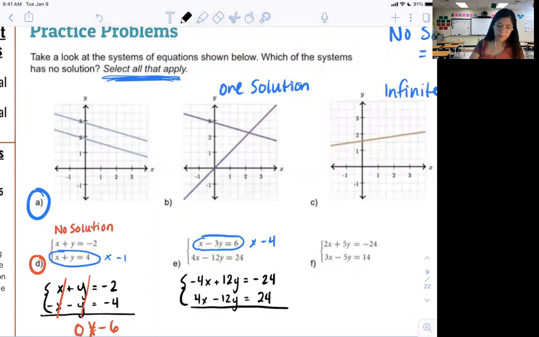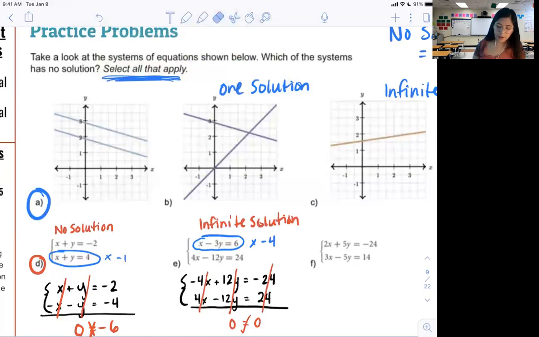What happens? Everything cancels out. I'm left with 0 equals 0. Does 0 equal 0? Yes. So this is infinite solutions.